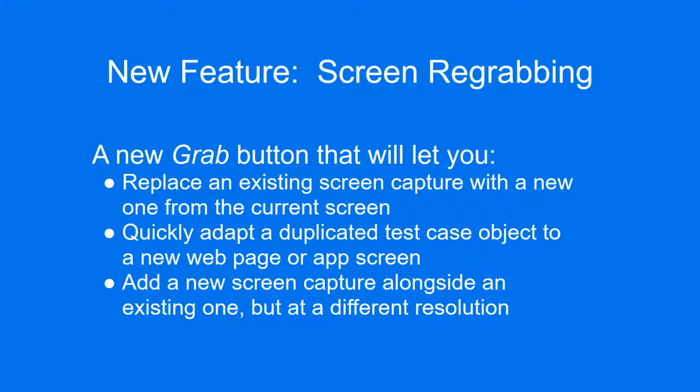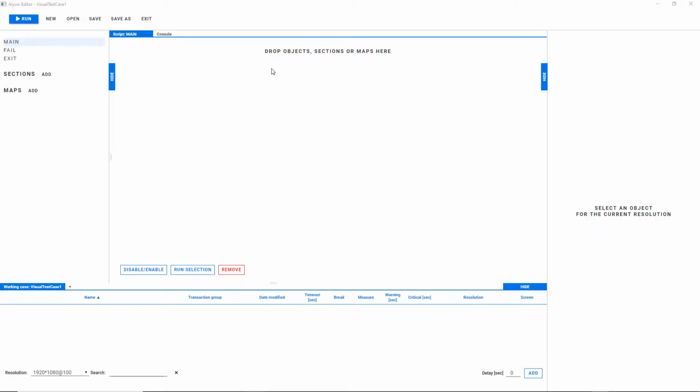You can even use regrabbing to quickly adapt an existing test case object to a similar situation by duplicating it in Selector and then modifying it. The regrabbing feature will also let you change the screen resolution and then capture the screen at that new resolution as well. Let's start by creating a simple interface.